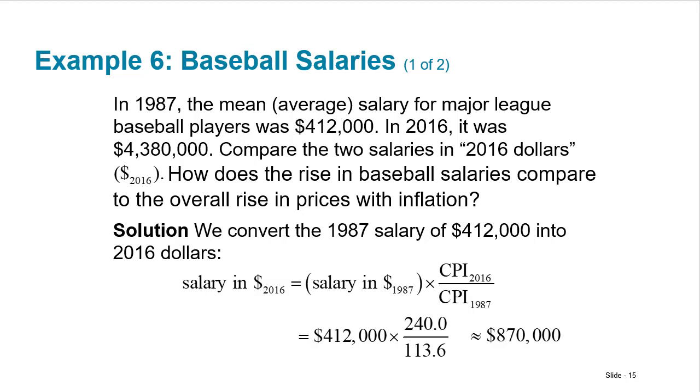So we can convert the 87 salary of 412,000 into 2016 dollars. So we start with the 1987 amount, multiply it by the ratio of 2016 over 1987, which is 240 over 113.6. Remember, these CPIs you get from a table. You multiply it by that ratio, and you get that $412,000 in 87 would be equivalent to making 870,000 in 2016.